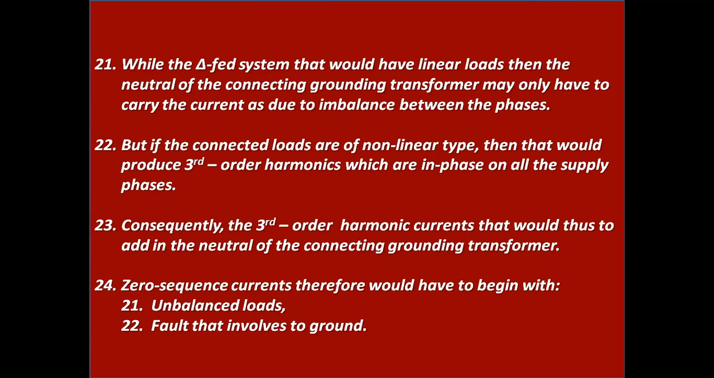While the delta fed system would have linear loads, the neutral of the connecting grounding transformer may only have to carry the current due to imbalance between the phases. But if the connected loads are of nonlinear type, then that would produce third order harmonics which are in phase on all the supply phases. Consequently, the third order harmonic currents would add in the neutral of the connecting grounding transformer. Zero sequence currents, therefore, would begin with unbalanced loads, and fault current involving ground.